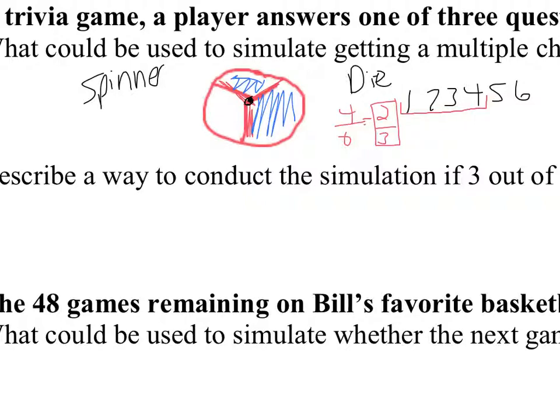So you'd have to have a rule, and you would say that I'm going to roll the die. If I happen to get a 1, 2, 3, or 4, then that means that person picked a multiple choice question. So again, recreating that probability through a simulation, in one case using a die, and in one case using a spinner.